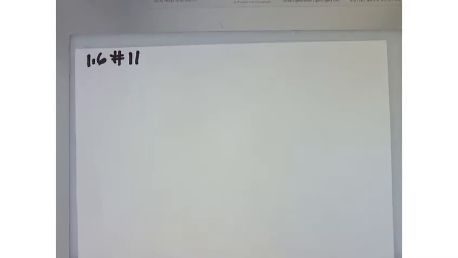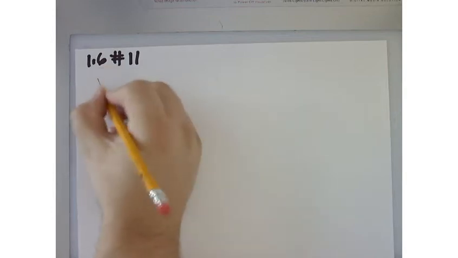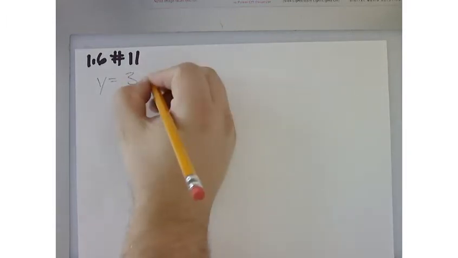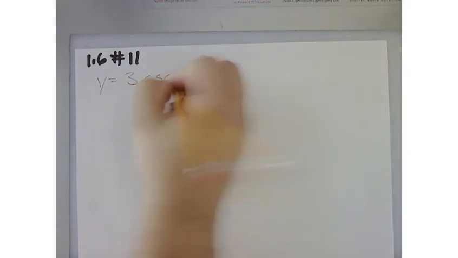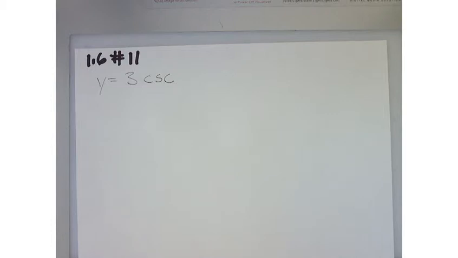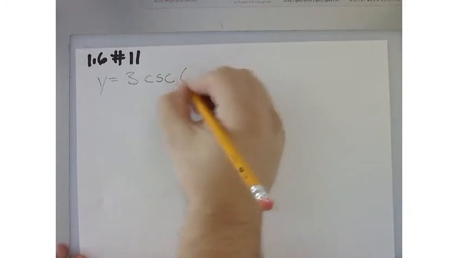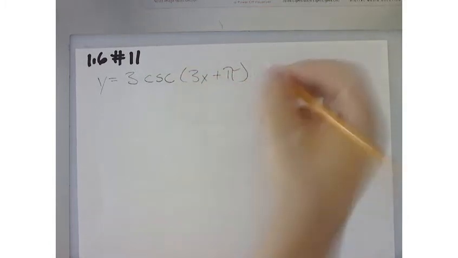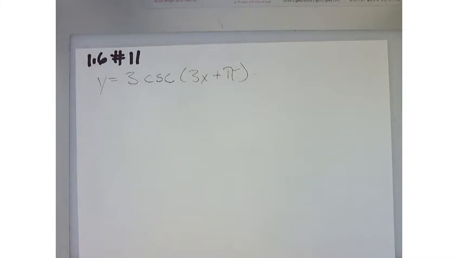So they've given us y is equal to 3 cosecant of 3x plus pi. Is it minus 2 or plus 2? Minus 2. And they ask us a bunch of questions, right? They want to know what is the period.